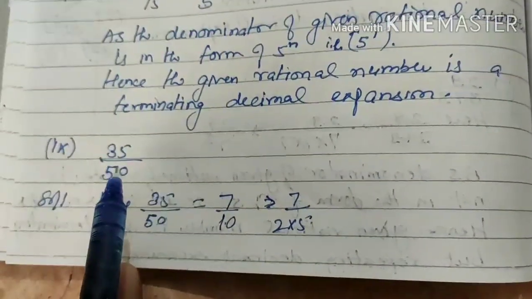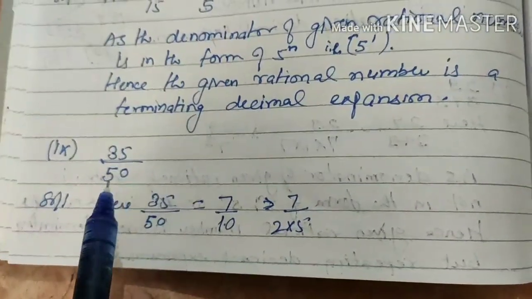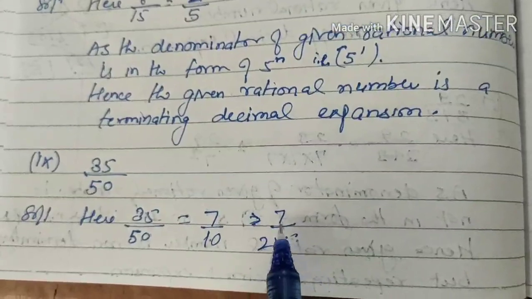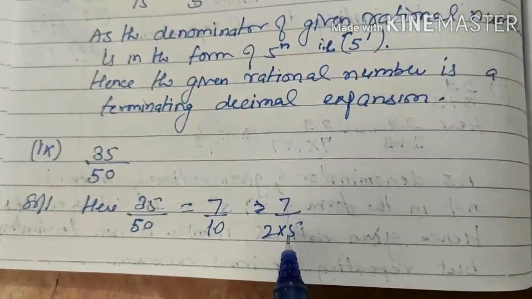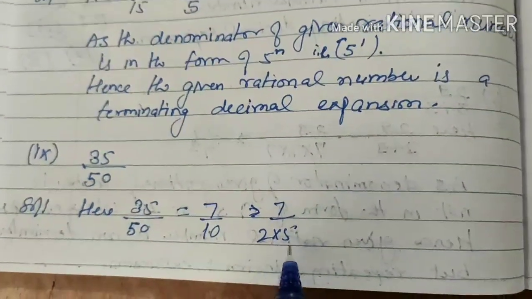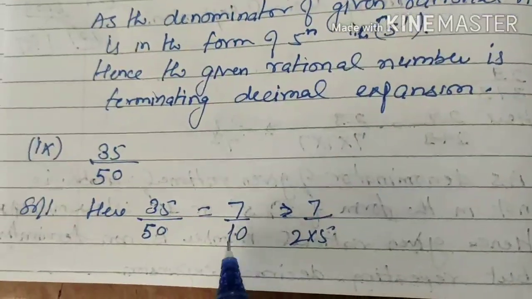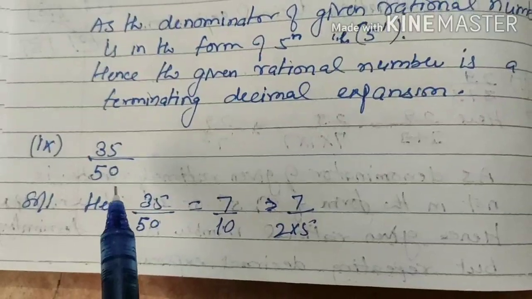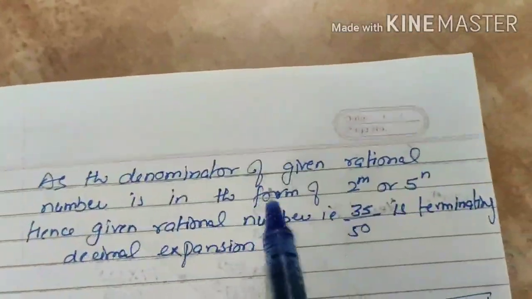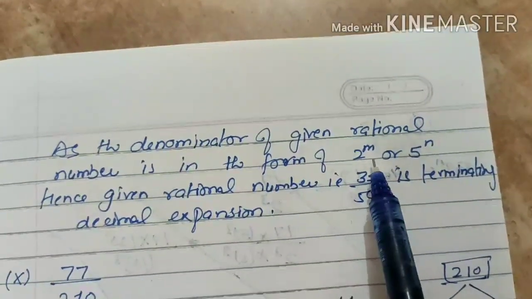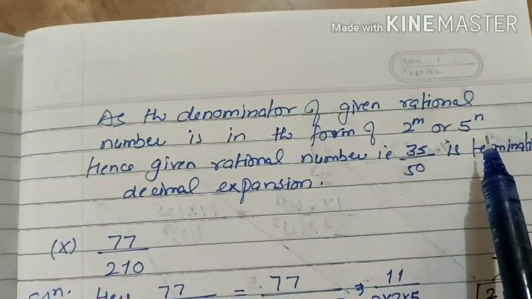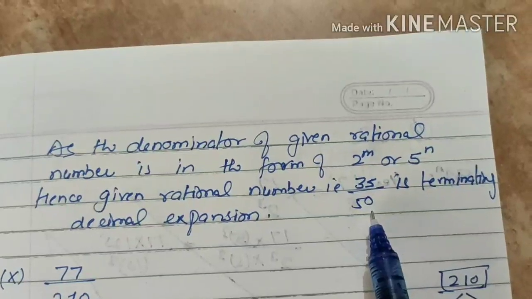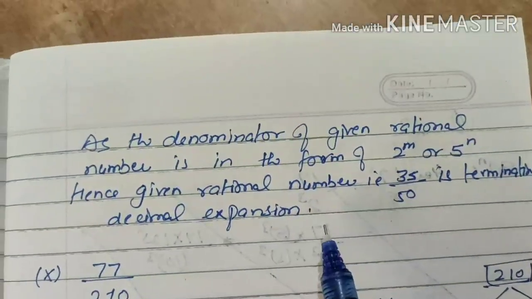In the next part, we have 35 upon 50. Here 35 upon 50 can be written as 7 by 10 and it can be written as 7 by 2 into 5. As the denominator is in the form of 2 into 5, or we can directly say as the denominator is in the form of 10 raised to power p, the given rational number is a terminating decimal expansion. Here as the denominator of the given rational number is in the form of 2 raised to power m or 5 raised to power n, or we can directly say 10 raised to power p, hence 35 by 50 is a terminating decimal expansion.